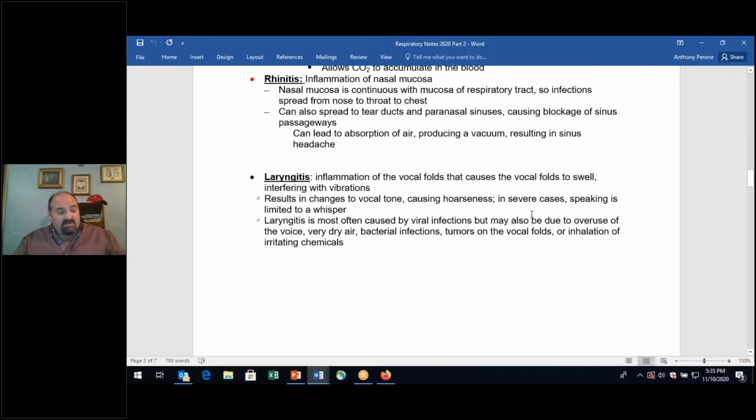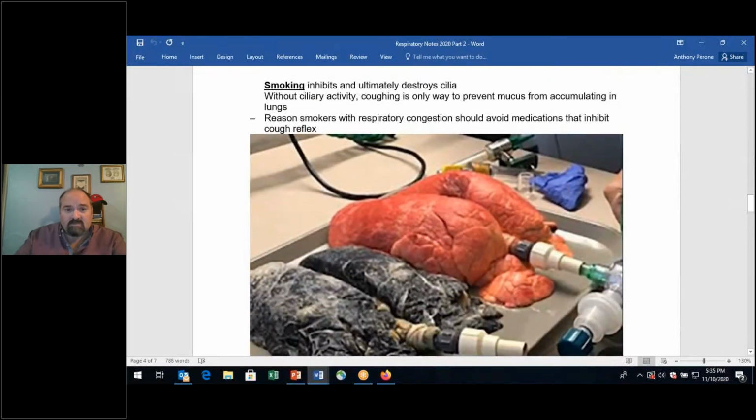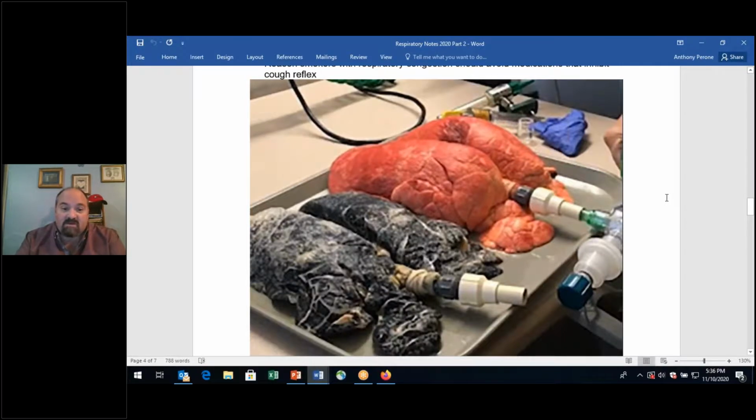Rhinitis and laryngitis are inflammatory conditions of the nasal mucosa and of the larynx, so the vocal folds. Smoking, I mentioned this earlier, inhibits and ultimately leads to the destruction of the cilia. Take a look at these lungs, the lungs to the left that are full of tar and particulate matter, and those that are not. Not to be silly, but they both came from cadavers. It wasn't a lung issue that killed the patient, it was some other type of issue. But you'll see healthy lungs from a non-smoker and from a smoker.